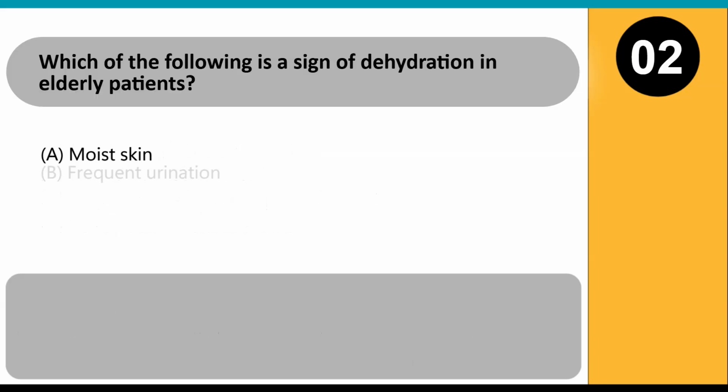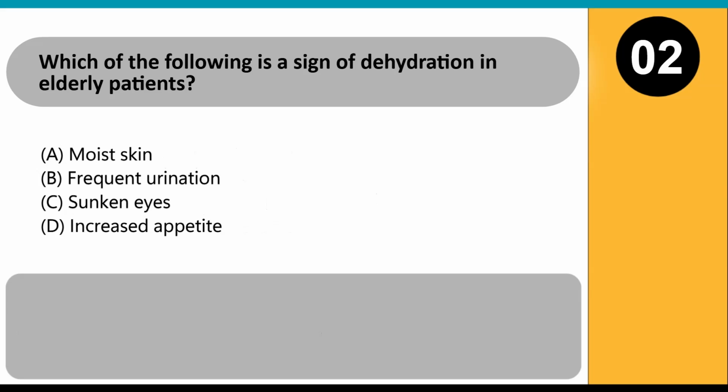Which of the following is a sign of dehydration in elderly patients? A. Moist skin. B. Frequent urination. C. Sunken eyes. D. Increased appetite.